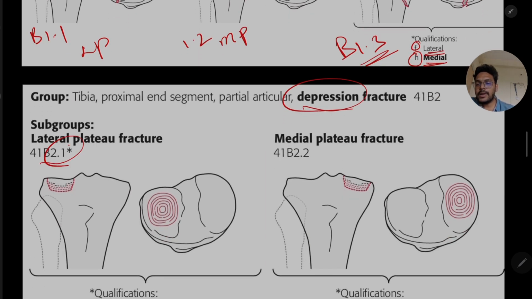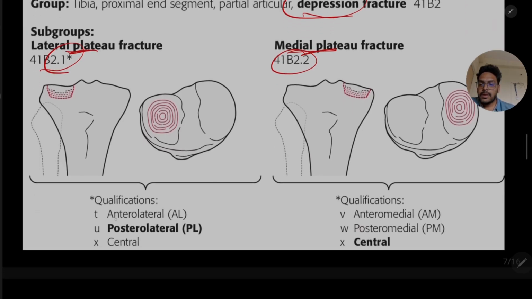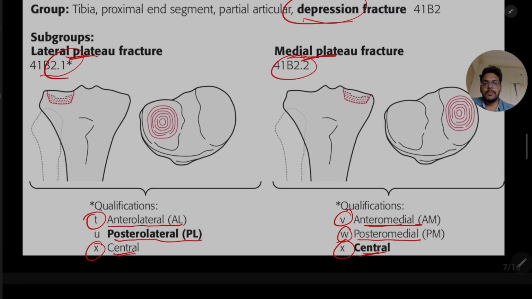B2 is the depression fractures. 2.1 is lateral plateau depression. 2.2 is medial plateau depression. In the depression also, if it is the anterolateral column getting depressed, you add T as a qualifier. U, if it is the posterolateral column. Central column, you add X. Then anteromedially, you add V. Posteromedially, you add W. And central, you add X. These are the qualifiers for depression fracture.